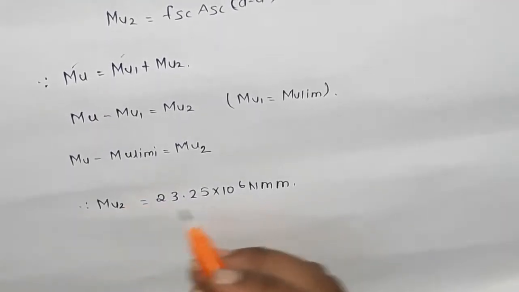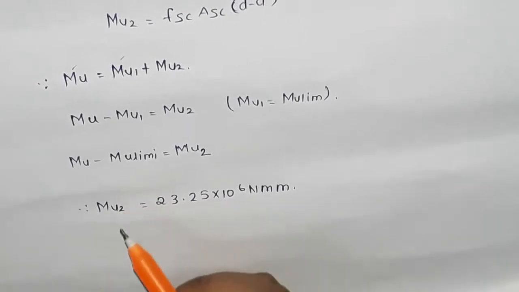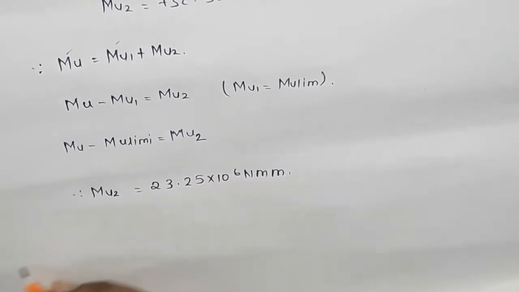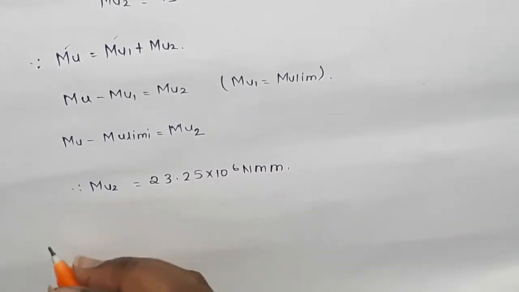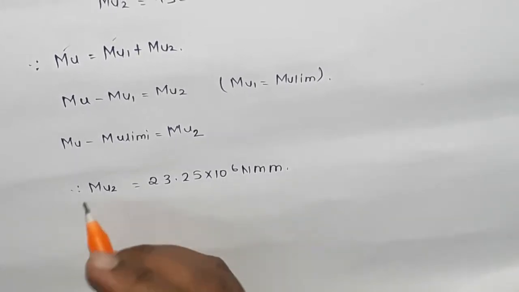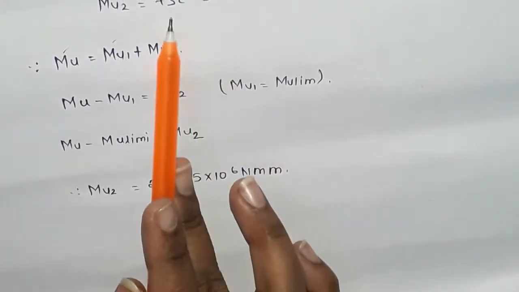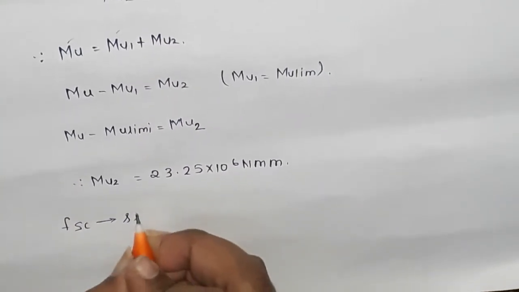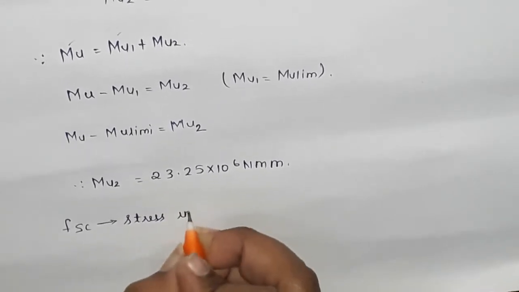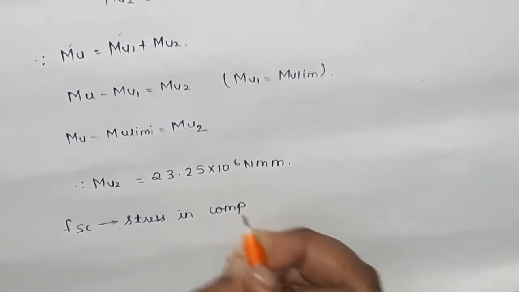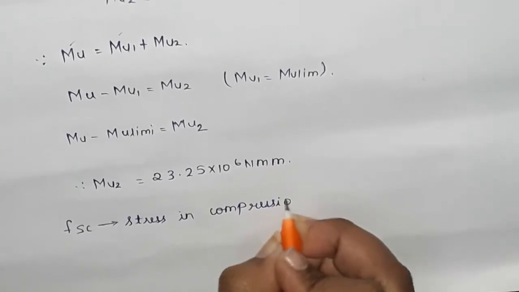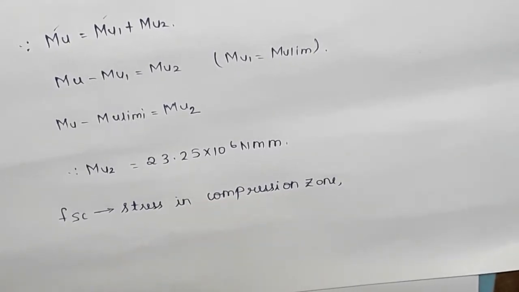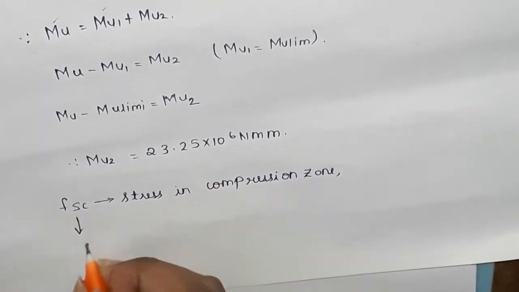So this is the moment of the section which is carrying both steel and concrete, that is ASC and AST2. Now ASC, already we know, is the area of compression reinforcement and FSC is the stress in the compression zone. And we can calculate this value using SP16.